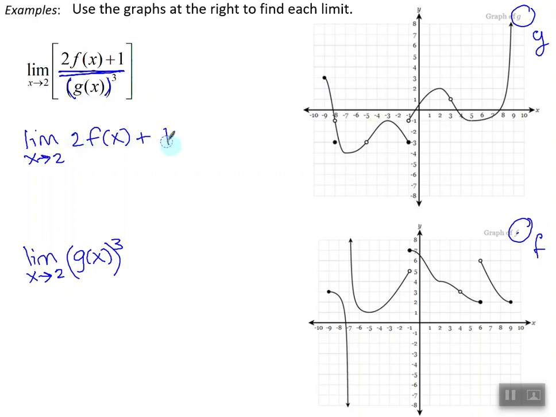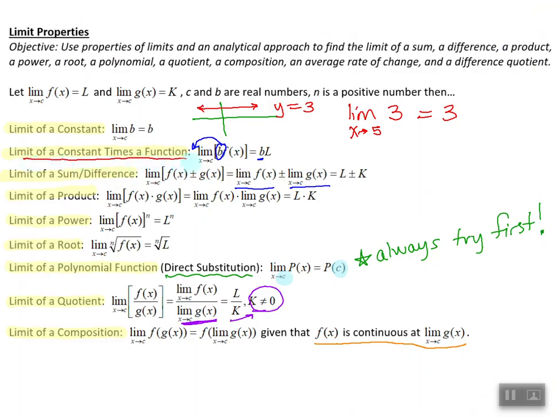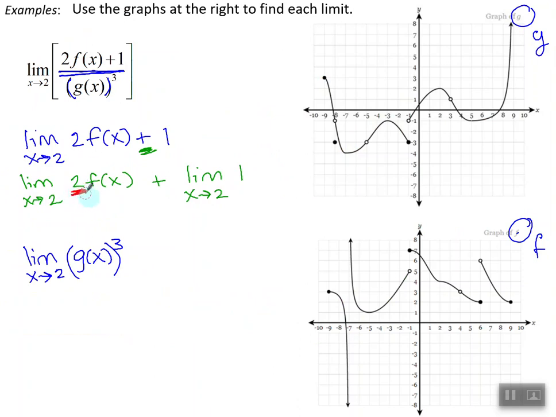So looking at the numerator's limit, we can use the property where we separate the sum and do the limit of each term one at a time. The limit as x approaches 2 of 2f of x, plus the limit as x approaches 2 of 1. Remember the limit of a constant times a function, where we can pull out a constant multiple and multiply it to the limit. That is a strategy we're going to use here because we have a constant multiple.